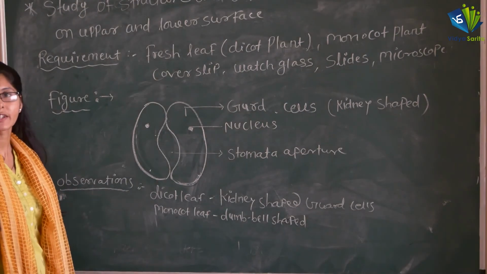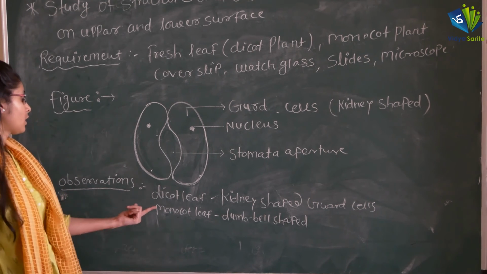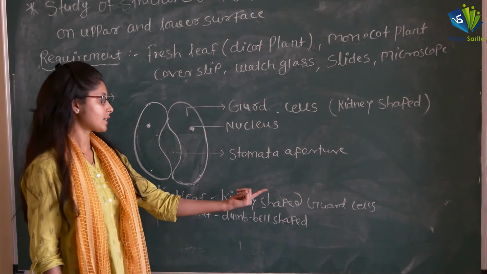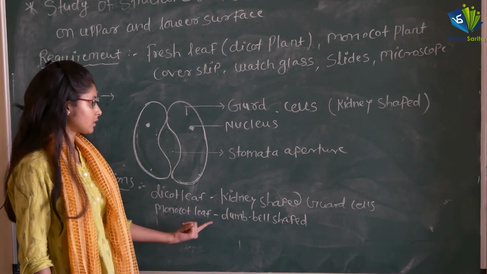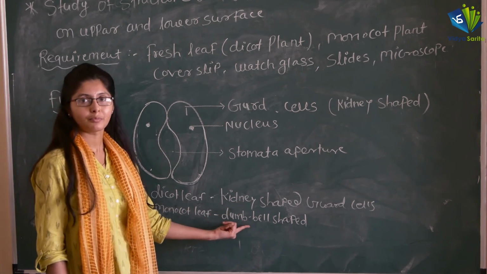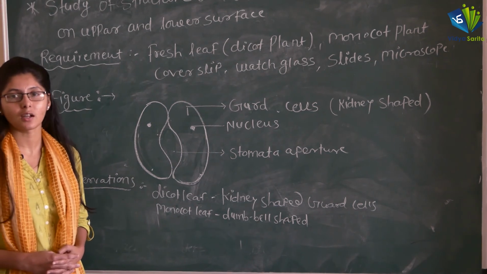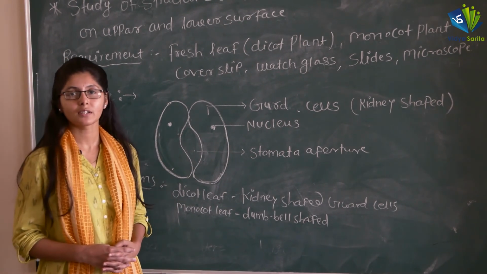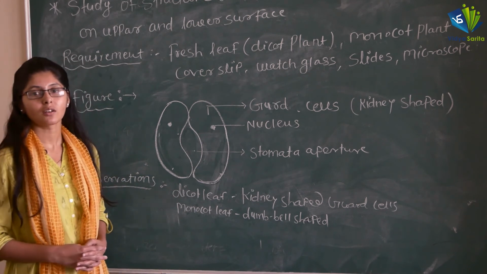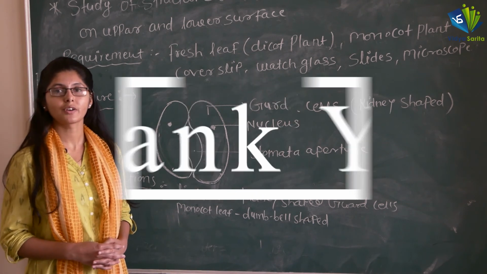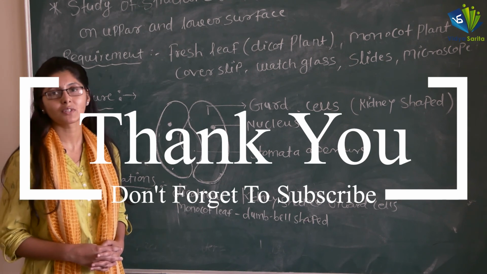Okay, so based upon this experiment, we can come to the conclusion and write the observations. In the dicot leaf, the guard cells are kidney shaped, while in the monocot leaf, the guard cells are dumbbell shaped. The number of stomata on the upper epidermis is less than that of the lower epidermis in the dicot leaf. But in the monocot leaf, the number of stomata on the upper epidermis and lower epidermis are generally equal in number. So these are the conclusions and observations which we can draw from this experiment.